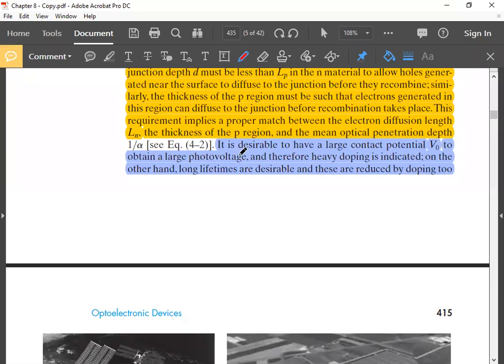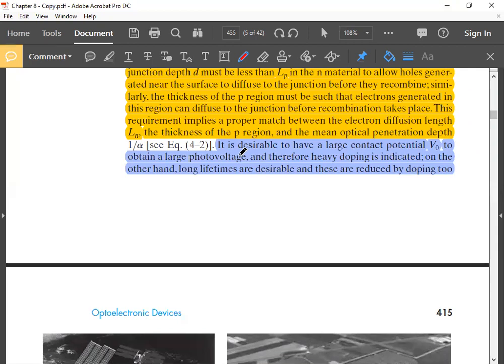Now the fourth design consideration is that it is desirable to have a large contact potential VO to obtain a large photovoltage VOC. Remember, VOC is the voltage across the solar cell with open circuit. Our objective, I told you, is to increase the voltage obtainable from the solar cell terminals, across the PN junction. One way to get that is to increase VO, the contact potential, since VO is the maximum limit of VOC. So if you increase VO, VOC will increase.